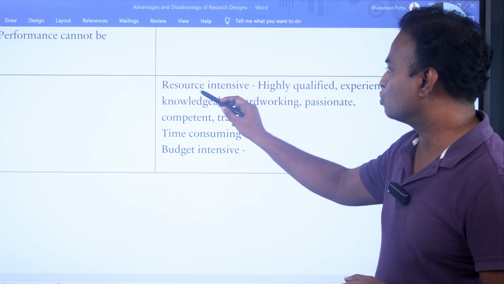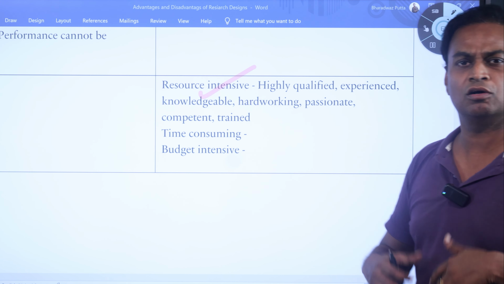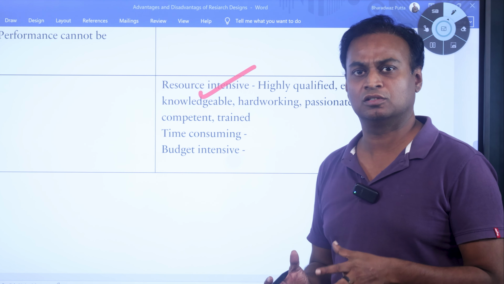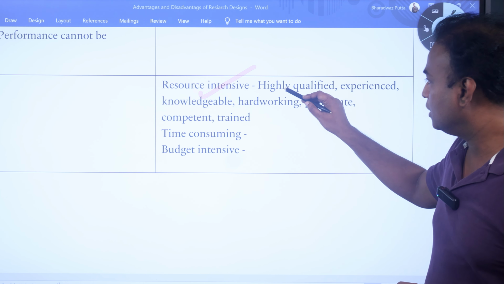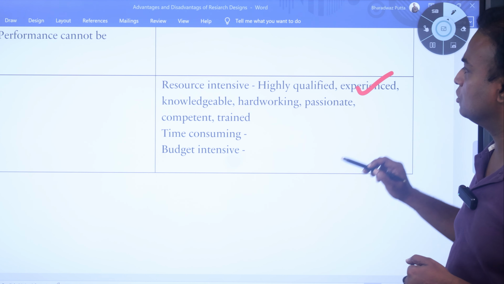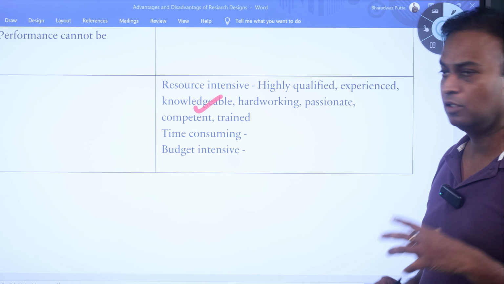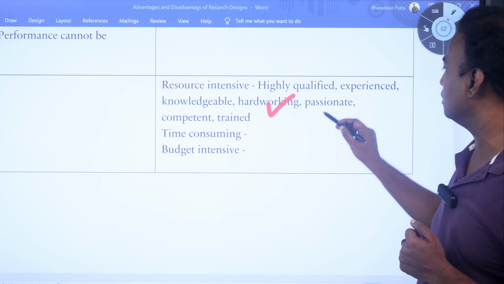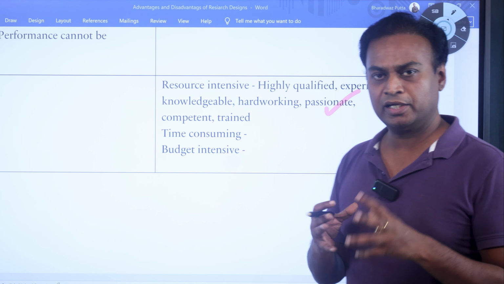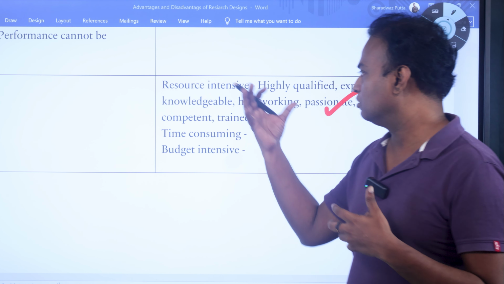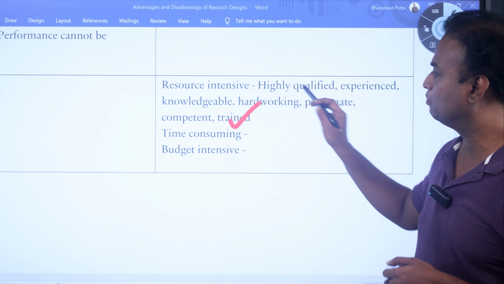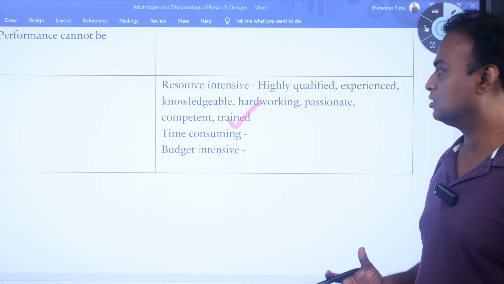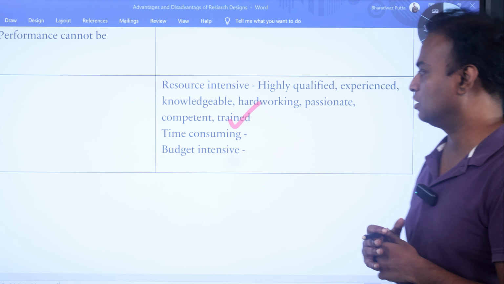One is that it is resource intensive, right? You need a lot of resources when you have both qualitative and quantitative research combined. You need highly qualified people, experienced people, knowledgeable people, hardworking people, and passionate people, because the trial designs are so complex. They should be competent and also trained. This is one of the major disadvantages for mixed method research.